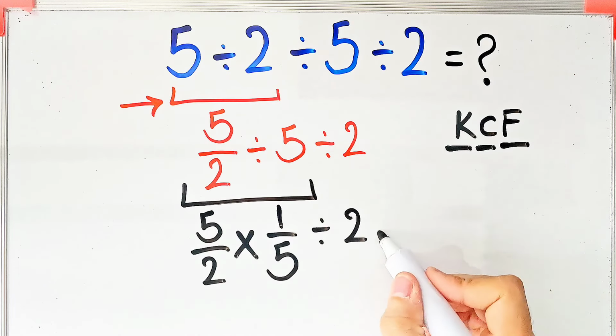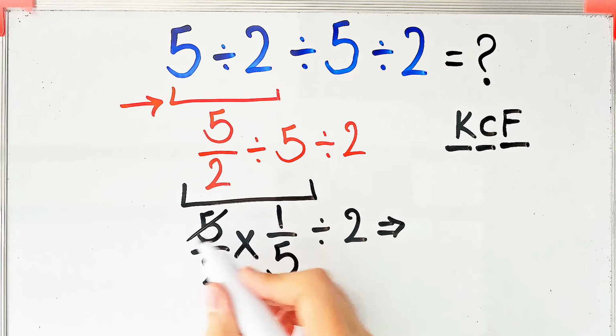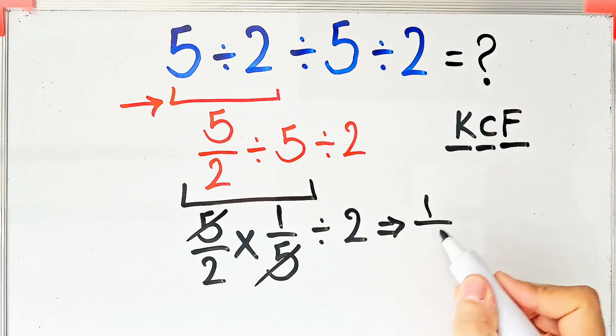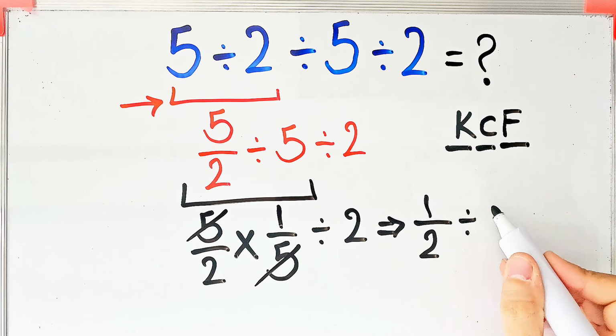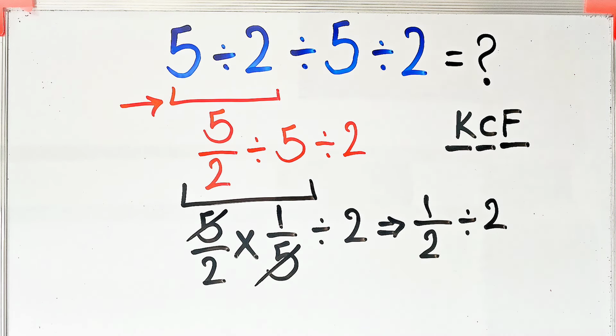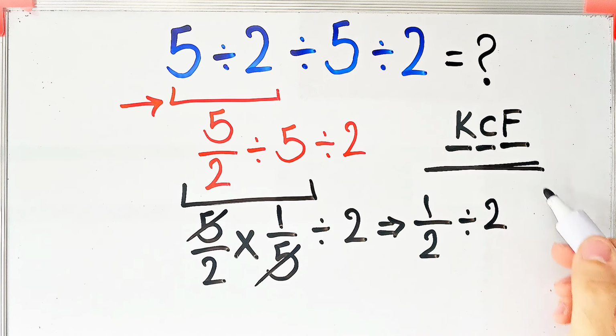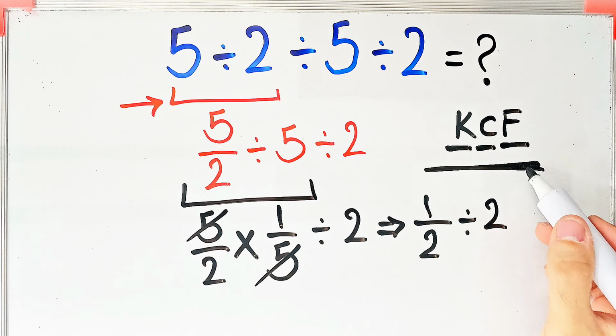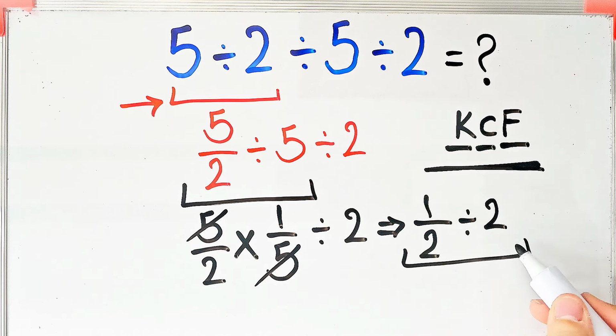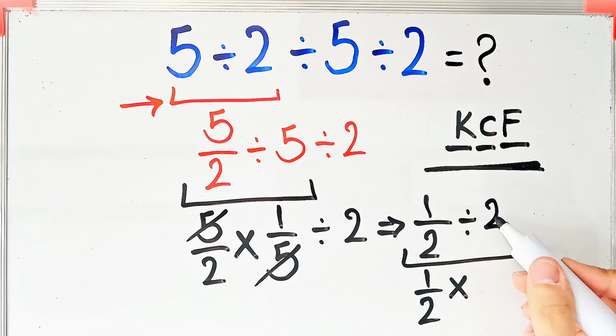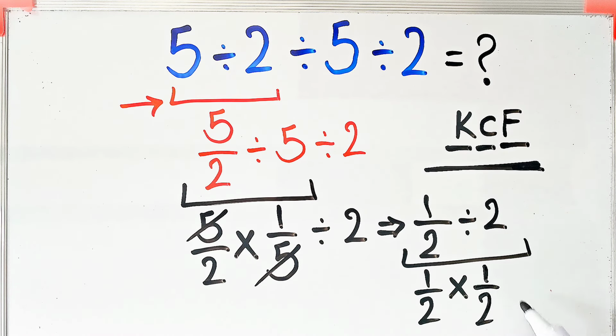First, we simplify this part. We have 1 over 2 divided by 2. Again, to solve this part, we need to follow the KCF rule. We have a fraction that divided by a number. We keep the first fraction as it is. After that, we change the division sign to the multiplication sign, and after that, we flip the second number. Now we have 1 over 2 times 1 over 2 which equals 1 over 4.